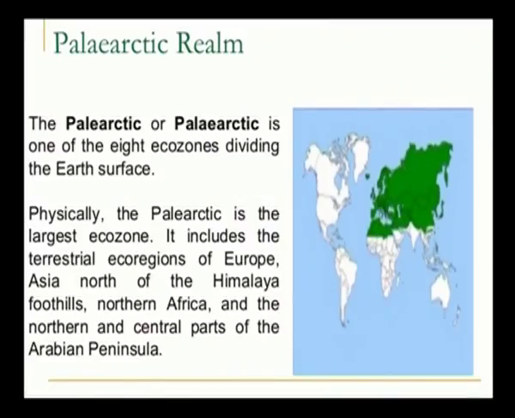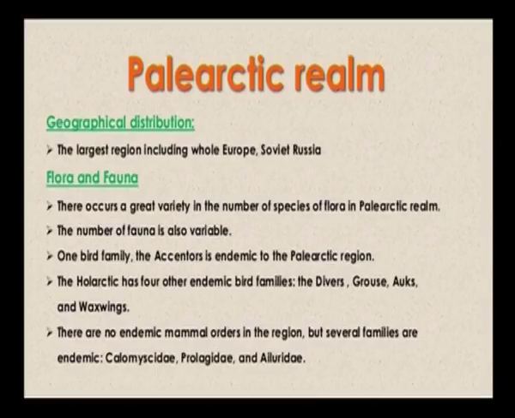If you look at the Palearctic realm, it's one of the 8 ecozones dividing the Earth's surface. Physically, the Palearctic is the largest ecozone. It includes the terrestrial ecoregions of Europe, Asia north of the Himalayan foothills, which is where India comes in, northern Africa, and the northern and central parts of the Arabian Peninsula. This is one of the largest regions, which includes different continents.